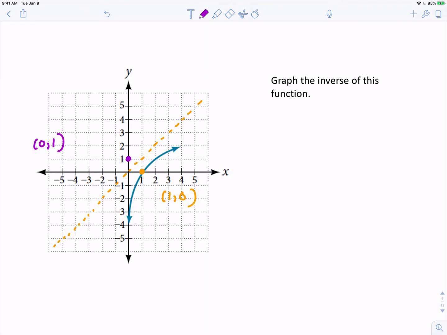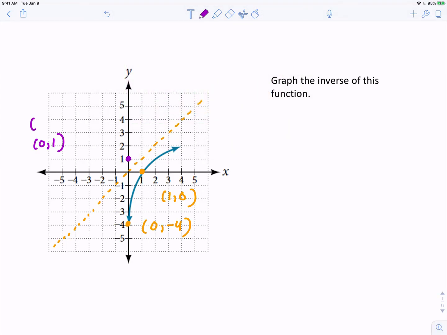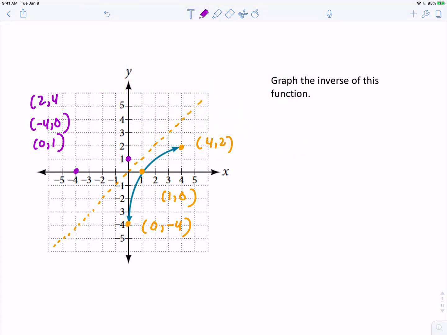Let's do another one. On the original graph, let's just say this point. What is that point? That's the point (4, -4). If that point is on the original graph, then on the inverse, I'm going to see (-4, 4). So (-4, 4) would be right here. Let's see if we can do one more. I think the graph is going to hit this point here, and that's the point (4, 2). So if (4, 2) is on the function, then the point (2, 4) is going to be on its inverse. So this point will be on the inverse.